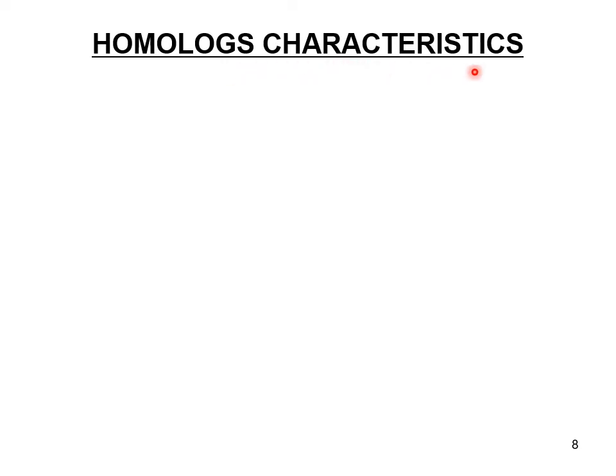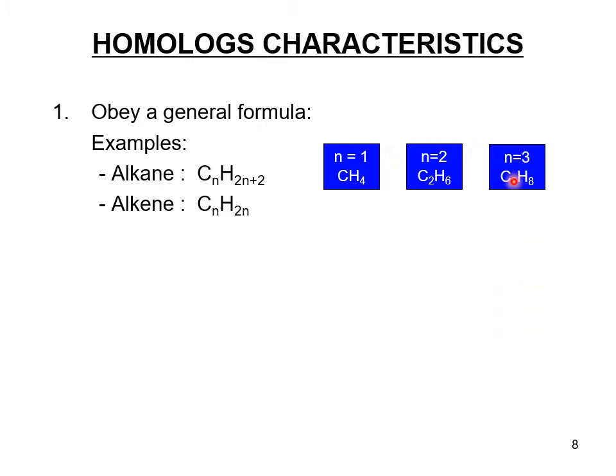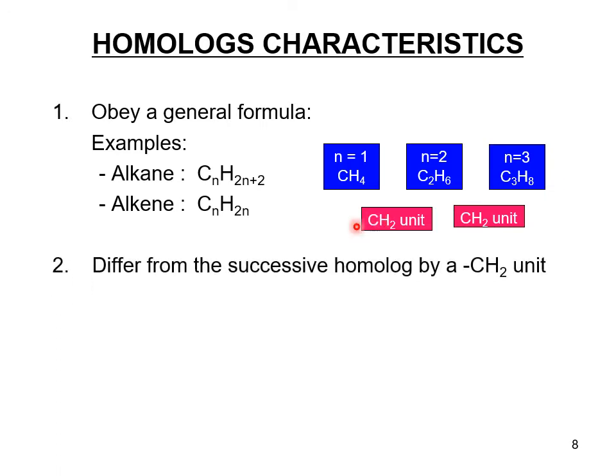Homolog characteristics. First, all the homologs obey a general formula. For example, alkane has the general formula CnH2n+2 and alkene CnH2n. Let's look at the example for alkane. When n equals 1, it is CH4. When n equals 2, it is C2H6. When n equals 3, it is C3H8. Then we check the difference among them. All differ by a CH2 unit. That's why, for homologs, each compound differs from the successive homolog by a CH2 unit.